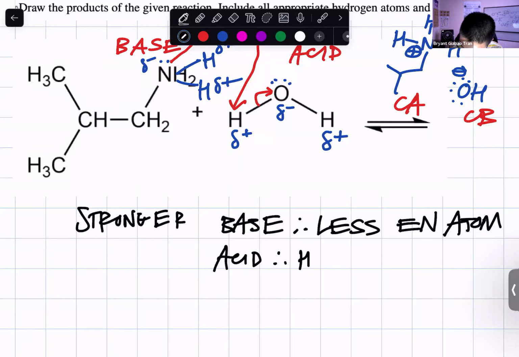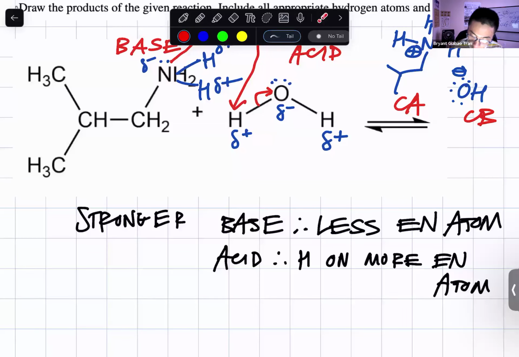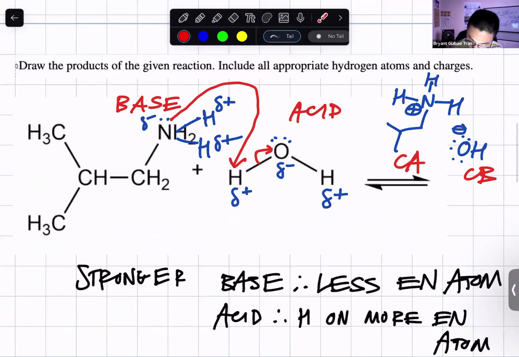Is the hydrogen on the more electronegative atom? Because the more positively charged the hydrogen is, the more acidic. The hydrogen on the oxygen has a more positive charge than the hydrogen here. That's because this oxygen is more electronegative, making this hydrogen more positively charged. It's pulling on the electrons more, making a bigger positive charge on the hydrogen right there, making it more acidic.